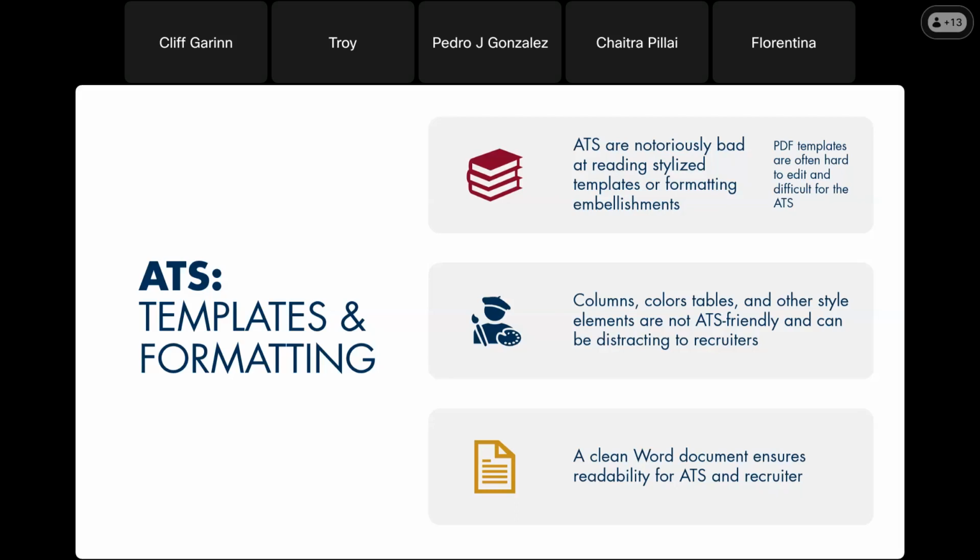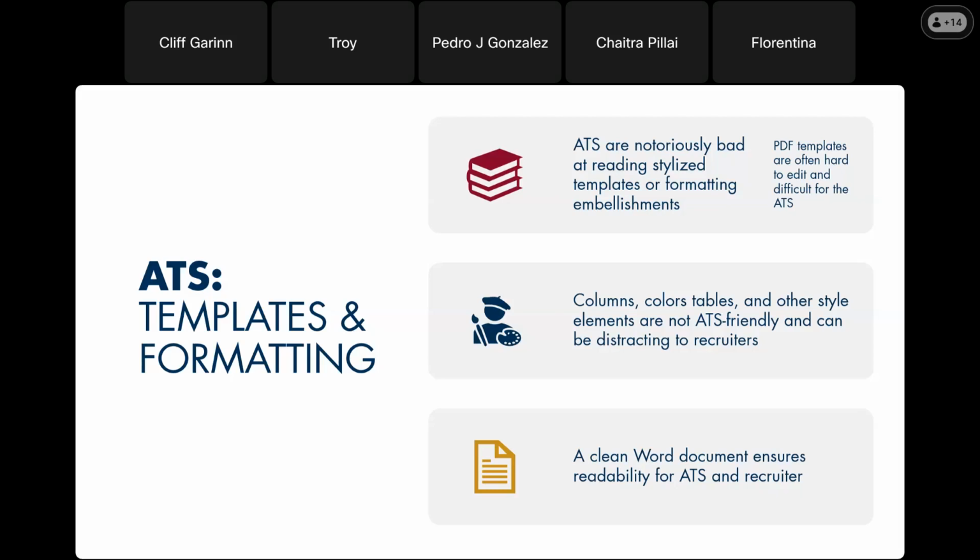PDFs are usually not a good choice because most applicant tracking systems, until they evolve and until we hear anything differently, which I haven't yet, cannot usually read inside a PDF, as well as text boxes, things like that. Columns, sometimes certain columns can mess them up, so you want to be careful with that. Again, we shy away from colors, from tables, things of that sort. So just be careful of that.